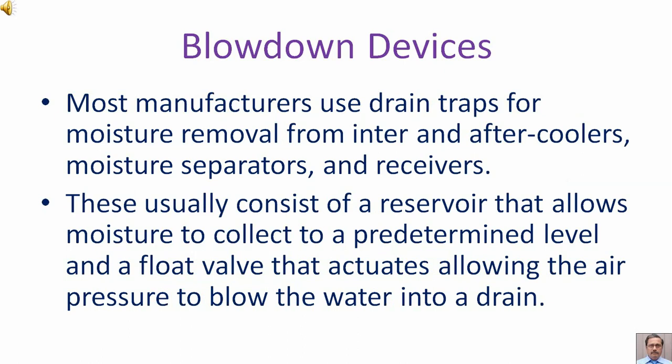Most manufacturers use drain traps for moisture removal from inter and after coolers, moisture separators and receivers. These usually consist of a reservoir that allows moisture to collect to a predetermined level and a float valve that actuates, allowing the air pressure to blow the water into a drain.